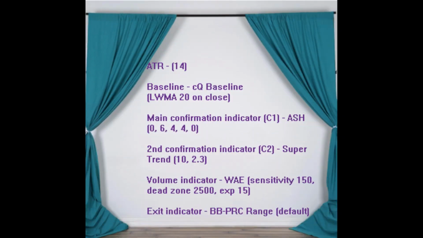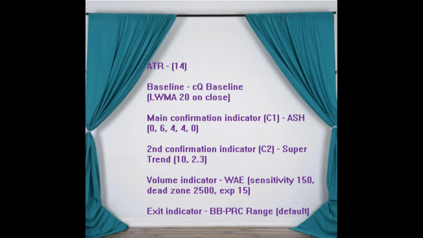So here are the pieces of my algorithm. First and foremost, we start off with the ATR of 14, as VP prophesizes. He says that's the best way to do it, and that's what I'm doing. My baseline, I am using the CQ baseline, and my setting for that is a linear weighted moving average of 20, and that's based on the close.